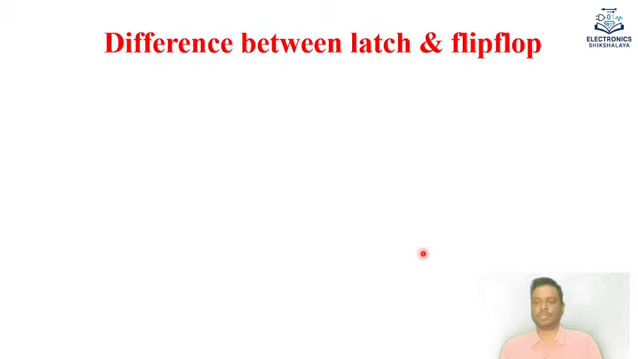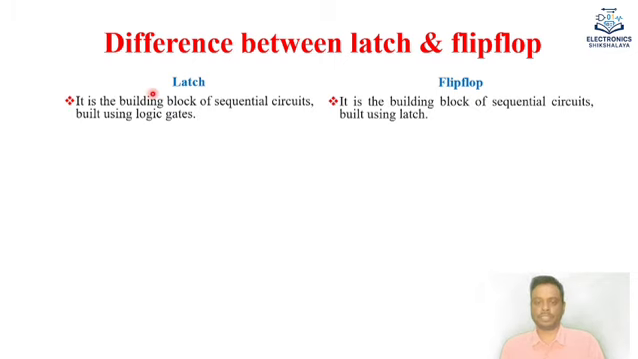Let us see the difference between a latch and a flip flop. I have told you the latches are the basic building blocks of sequential circuits, and they are built using logic gates. And what are flip flops? Flip flops are again basic building blocks of sequential circuits, but they can be built using the latches. Latches are the basic memory circuit; flip flops are the basic sequential circuit that can be built by the latches.